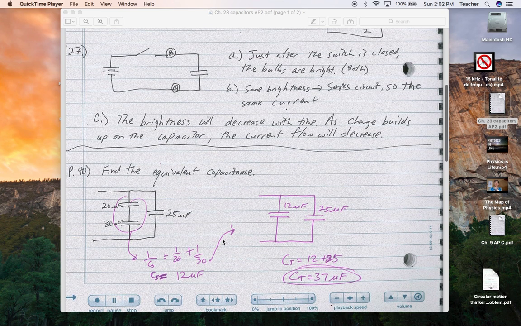For P40, the equivalent capacitance, I handle these two first. This is kind of similar to question 26. So I get this as a single 12 microfarad capacitor. These two are in parallel, they add up, so that's a total of 37 microfarads.